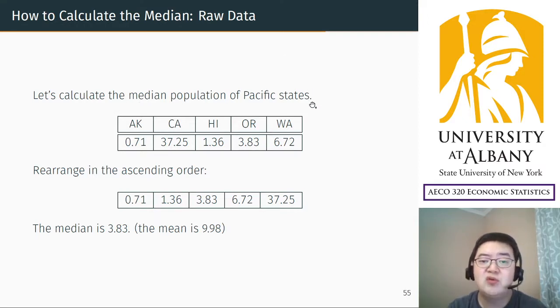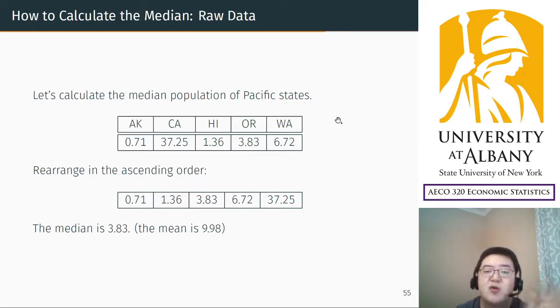So let's think about this. Suppose that you have raw data. Here we have 5 states. I could list 51 states here, but that's not efficient. So let's restrict our sample to Pacific states: Alaska, California, Hawaii, Oregon, and Washington.